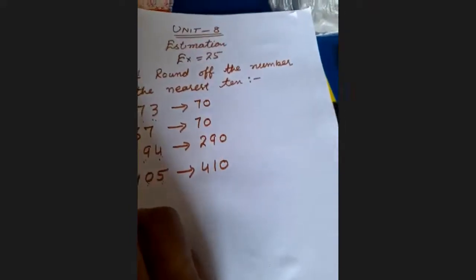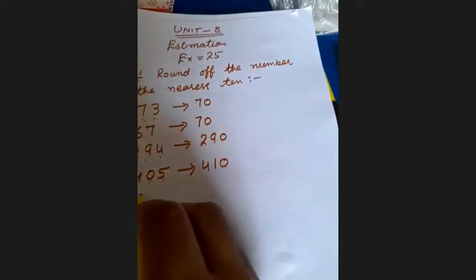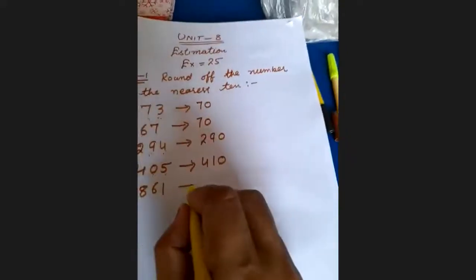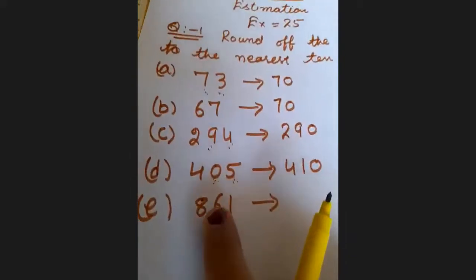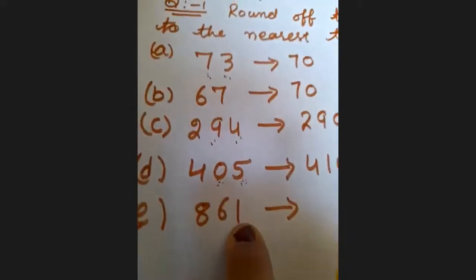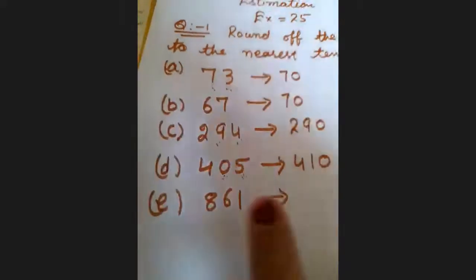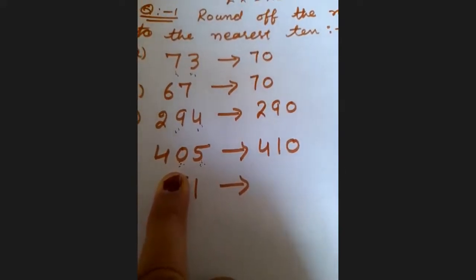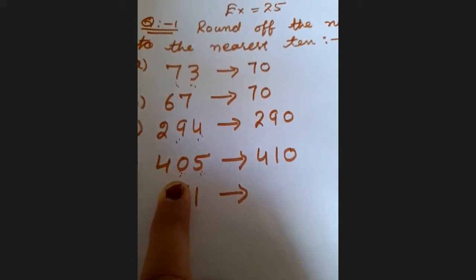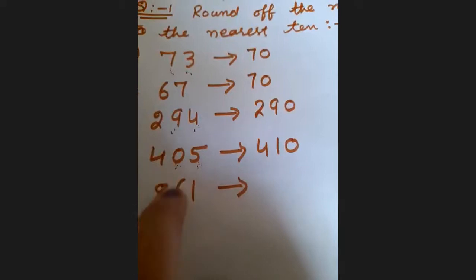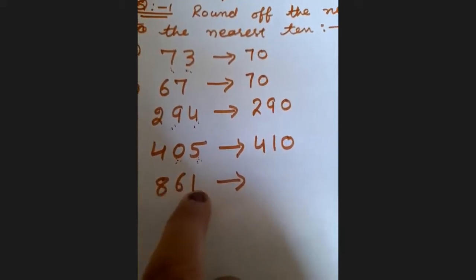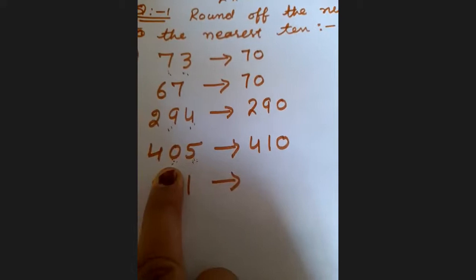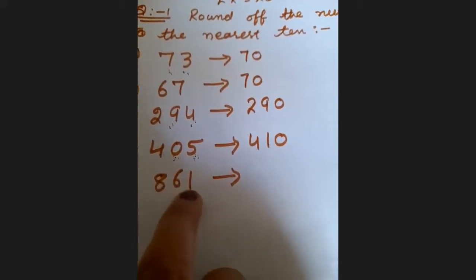Yes, students, next is part E. 861. Number 1 is at ones place and number 6 is at tens place. Now put your finger on the tens place and observe the next number. Your next number is 1, and 1 is less than 5. So the nearest value is 860.